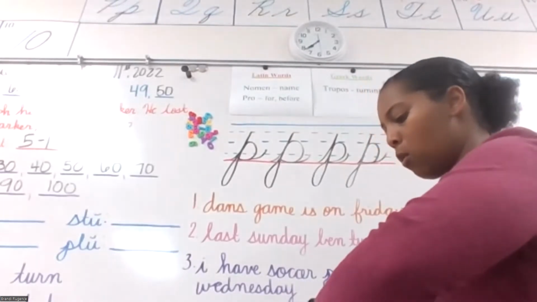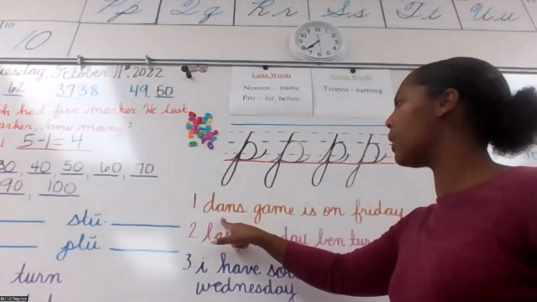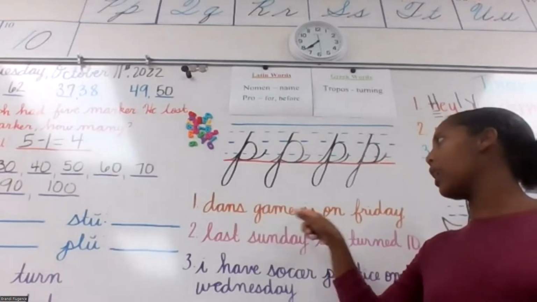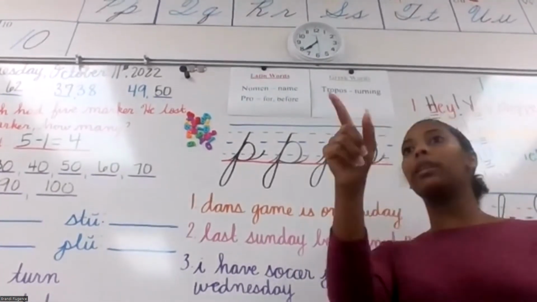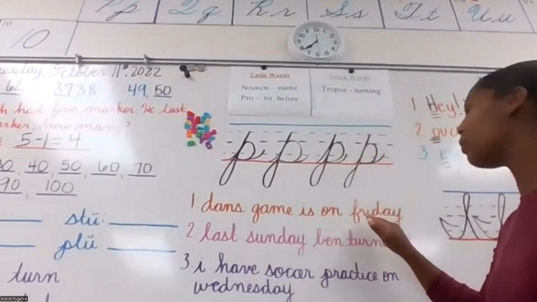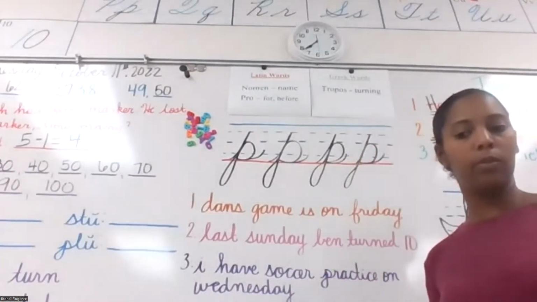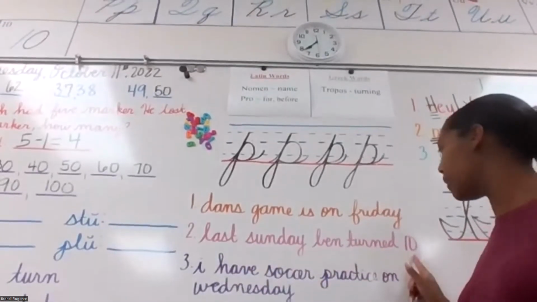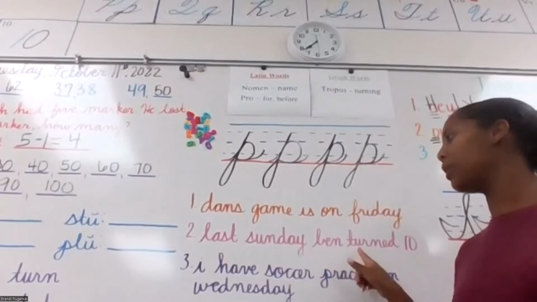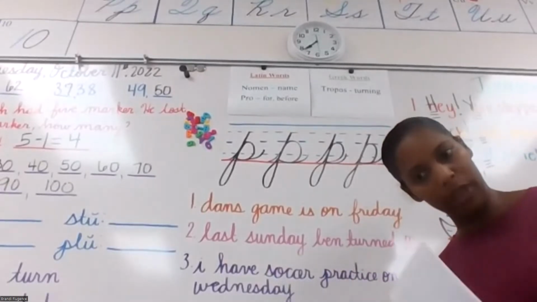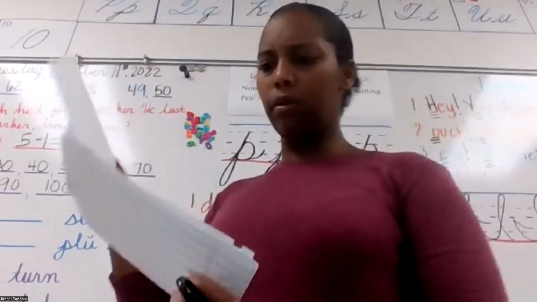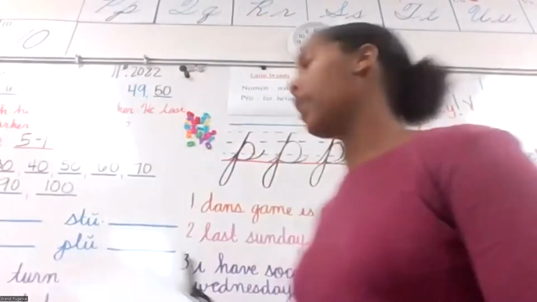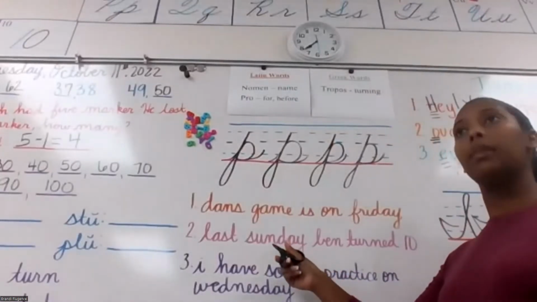All right, so number 1, it says Dan's game is on Friday. Dan's game is on Friday. What's my day of the week in this sentence? Friday. So that means when I write Friday, what do I do? Capitalize it. Next one. Last Sunday, Ben turned 10. Last Sunday, Ben turned 10. What's my day of the week in this one, Asa? Sunday. So we will capitalize Sunday.